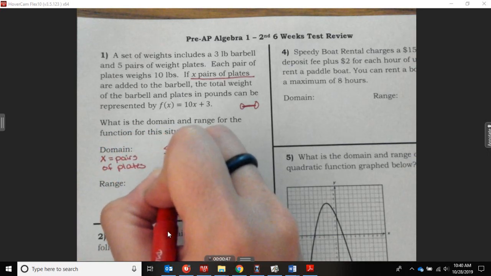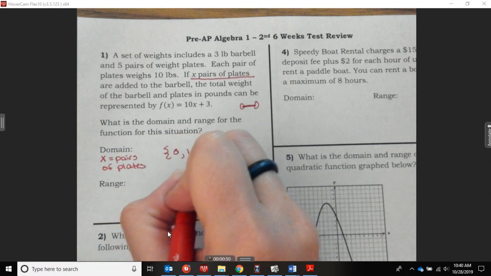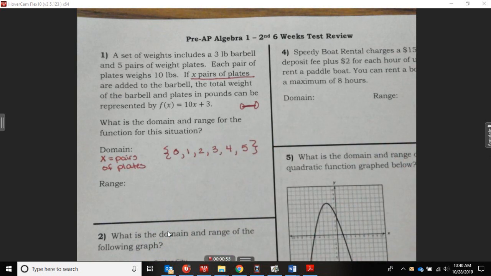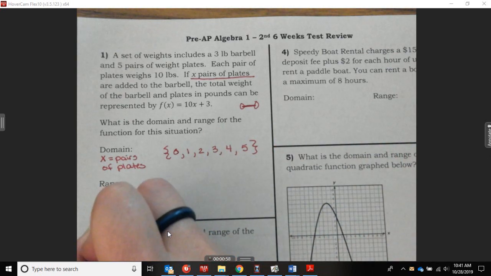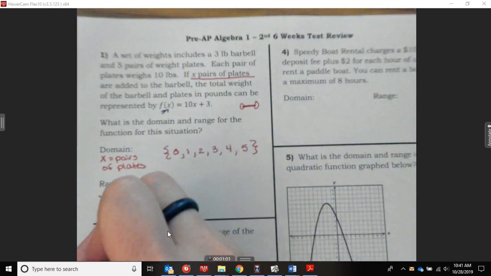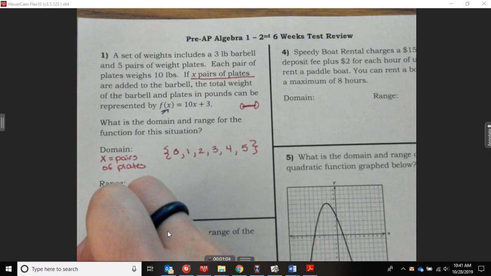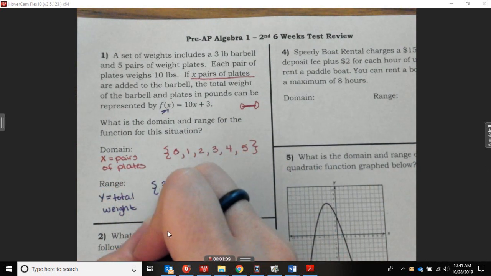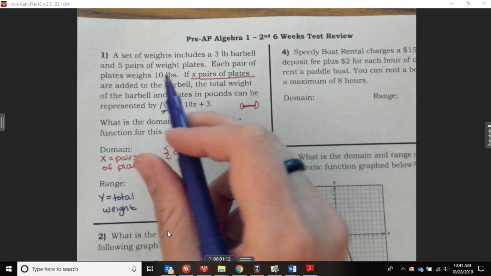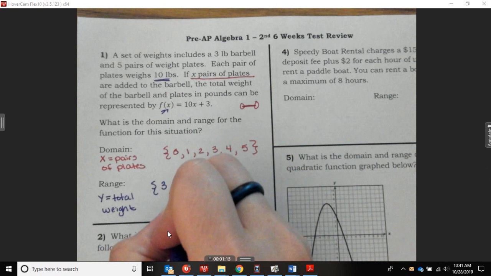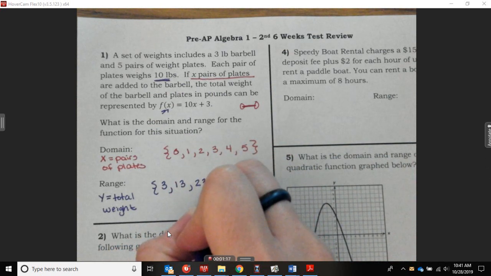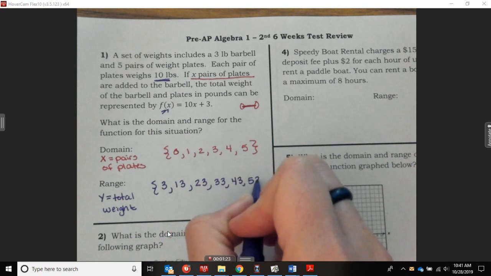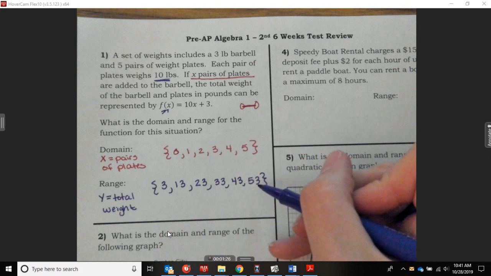And you don't have to put any on, which is 0. Or you could put 1, 2, 3, 4, up to 5 pairs on. And then the range is your y, and in this equation, the y is the total weight. So if I don't have any plates on, I still have a 3-pound barbell. If I put 1 pair on, we're adding 10 pounds, so that's 13. If I put 2 pairs on, I have 23, and I'm just going to keep going up by 10s until I get to 5 pairs on, and then I have a total of 53 pounds.